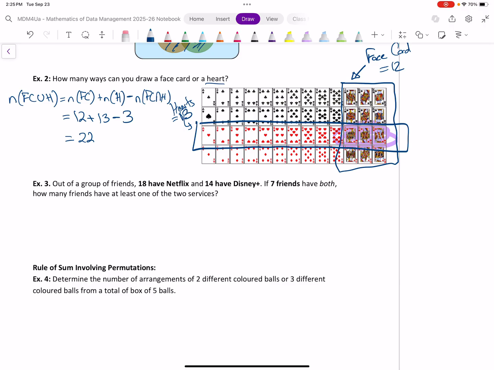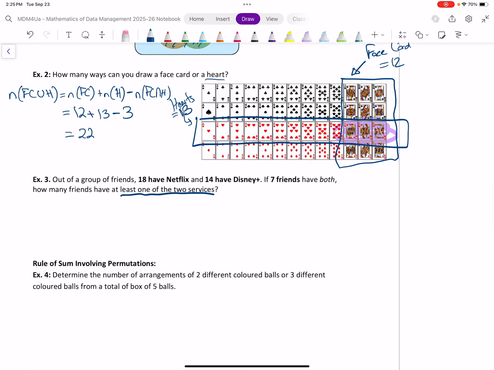It says, out of a group of friends, 18 have Netflix and 14 have Disney. If 7 friends have both, how many have at least one of the two services? That means you could have one or both. So again, you don't want to double count somebody. So we're going to use that little formula. And you don't always have to write out the notation. In this case, I've got the number of Netflix, let's say, N union Disney D. So I've got the number of Netflix plus the number of Disney minus the number of the intersection. And so I've got 18 plus 14 minus the 7.